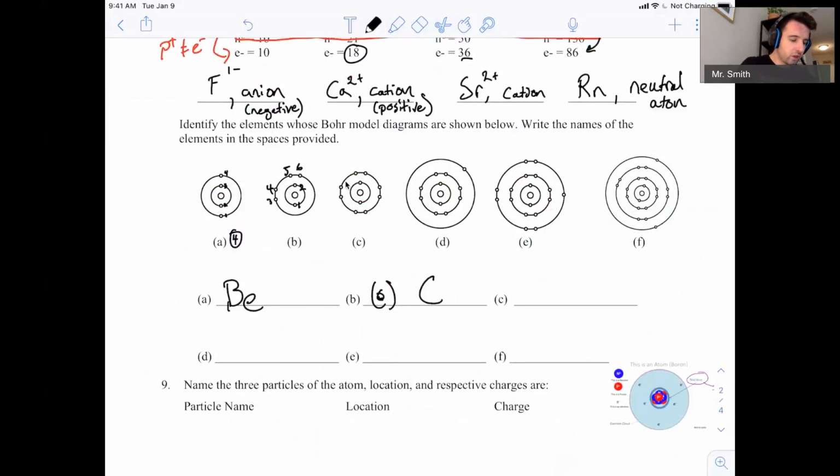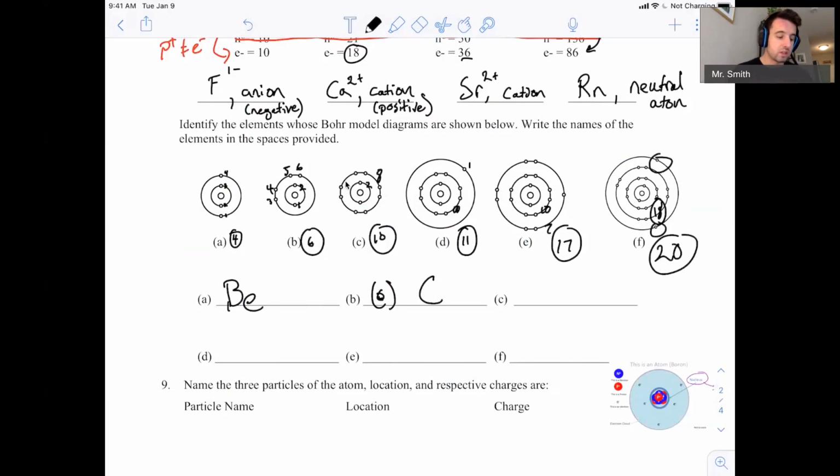C. This next one looks like it's got 2 in the first layer and 8, so it's got a total of 10. This next one over here looks like it's got 10 plus 1 more, so it's got 11. Over here, it looks like it's got 10 because the first 2 layers are filled, and then an extra 7, so 17. And then the last one looks like it's got the first 3 layers filled. That's a total of 18 plus these 2, so we're looking for an atom of 20.